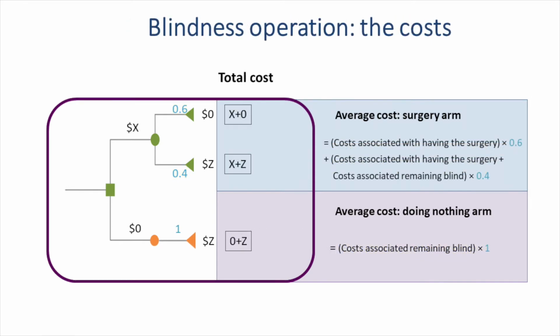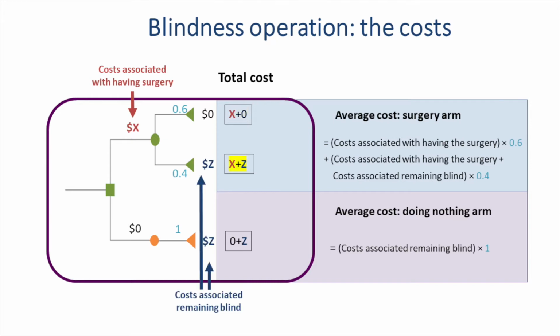Now here, the same is being done with the costs. Here, the costs associated with a successful surgery are just the costs of the surgery. The costs associated with the failed surgery branch are the costs associated with the surgery and the costs associated with the patient remaining blind. So this branch has more than one type of cost associated with it. So the average cost of the surgery arm are the costs associated with the successful surgery branch times 0.6 and the costs associated with the failed surgery branch times 0.4. Again, this is about giving you a weighted average.